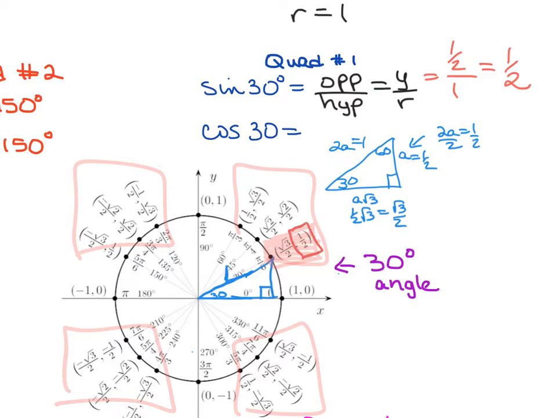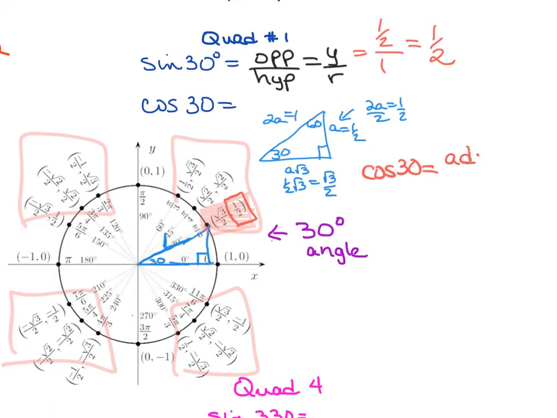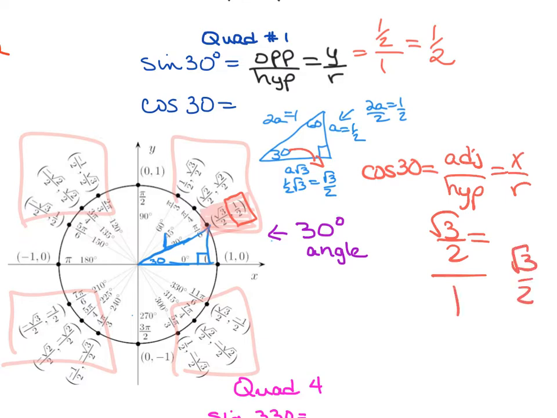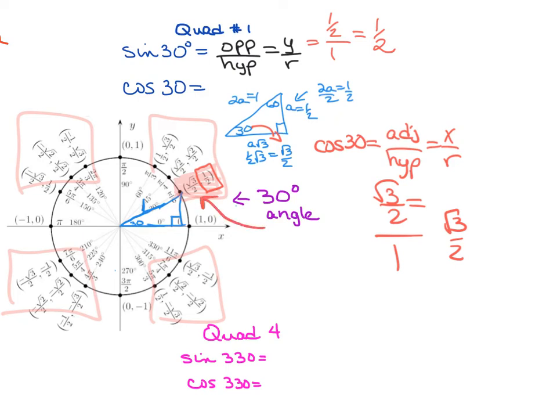If I did cosine of 30, this one is going to be adjacent over hypotenuse, or x over r. So adjacent to the 30 is the root 3 over 2, and then divided by the hypotenuse, which is 1, which gives you root 3 over 2. If you use the ordered pair, the x of my ordered pair is the root 3 over 2. And again, the r is 1. Either way, they simplify to square root 3 over 2.